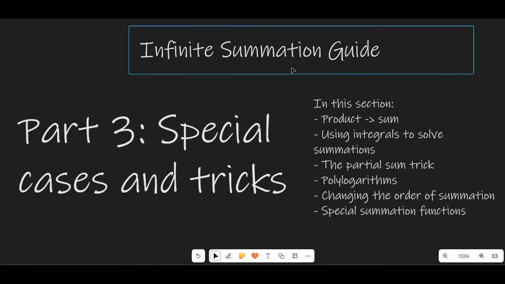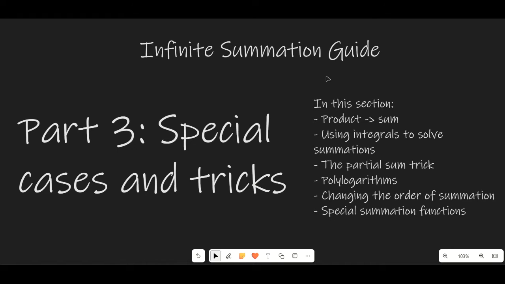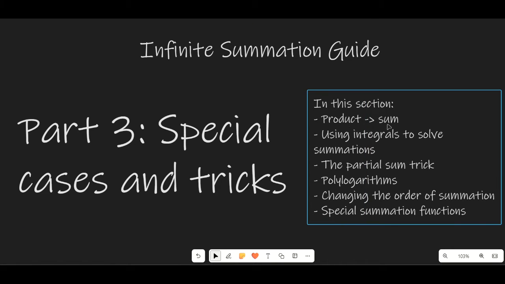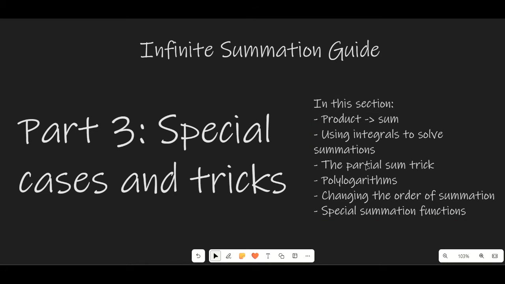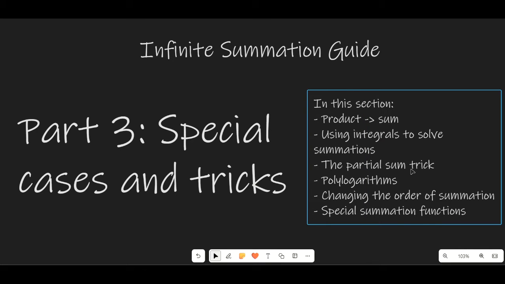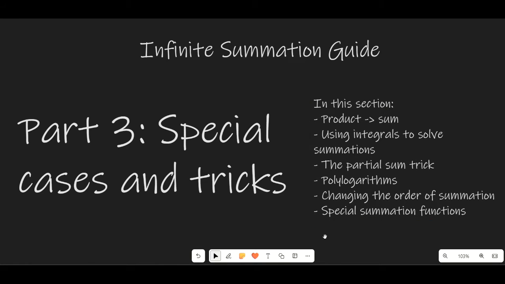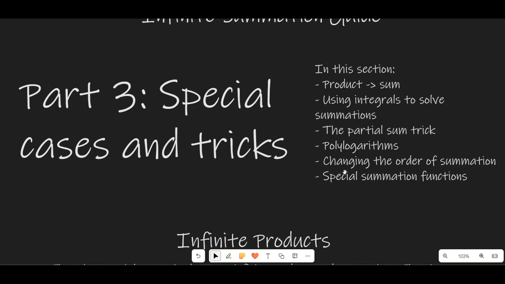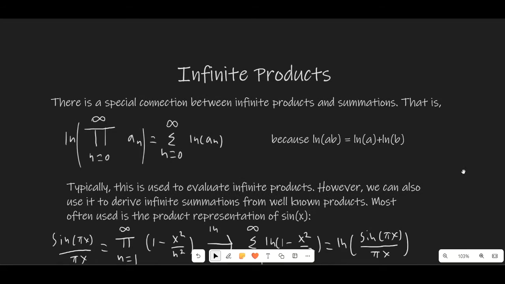So in this section of the video, we're going to be talking about converting infinite products to infinite summations, which can give us some very nice formulas for summations, using integrals to solve summations, the partial sum trick, which I think you guys will find very interesting, polylogarithms, changing the order of summation, and special summation functions. So first of all, we're going to talk about infinite products.